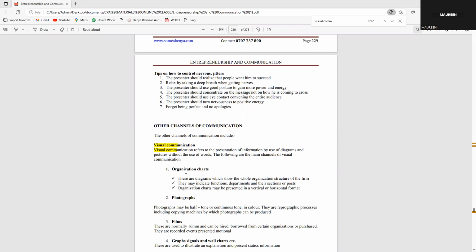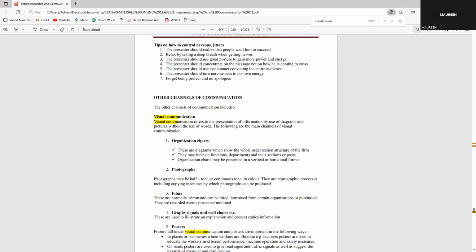The first one is organization charts. An organization chart is a diagram which shows the structure of the organization. The structure depends on the size of the organization. Some organizations have board members, the chairman, the CEO, and other members. But a simple or small organization may only have the director and maybe the heads of departments, like the sales department, the finance department, and also the marketing department. So the organization chart is the one which shows that structure. As you can see, it may indicate the function, department, and their section or post.